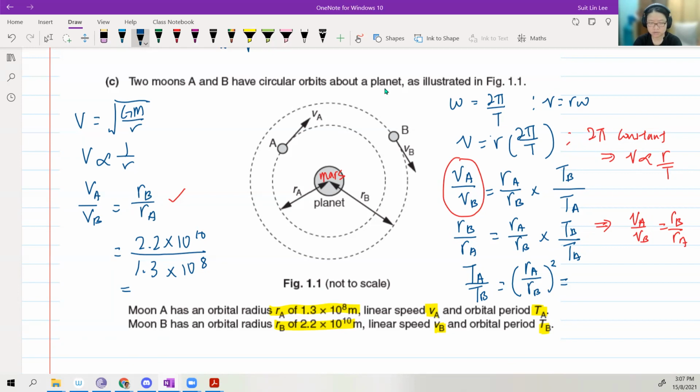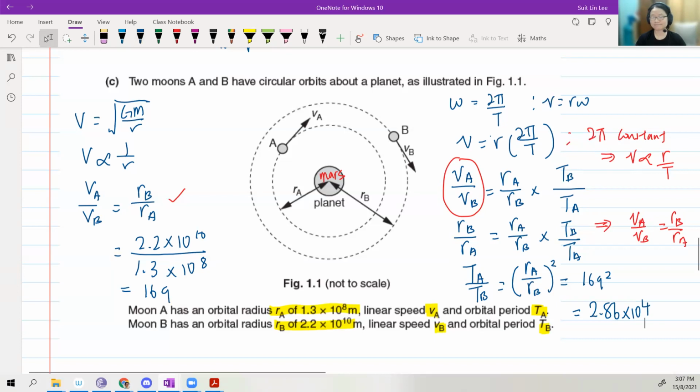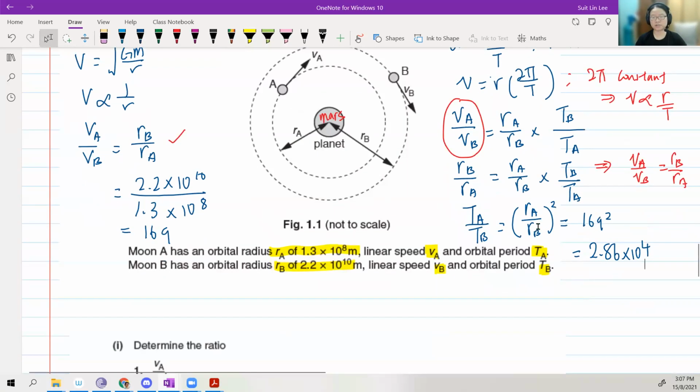No, this is 169. Can put 170 also, no problem. 2.86 times 10 to the power of 4, or 2.9 times 10 to the power of 4. Okay, I think part 2 is fairly straightforward.